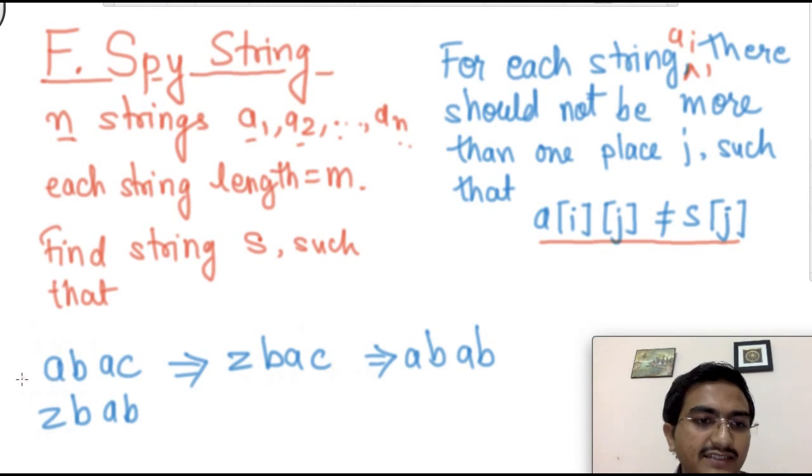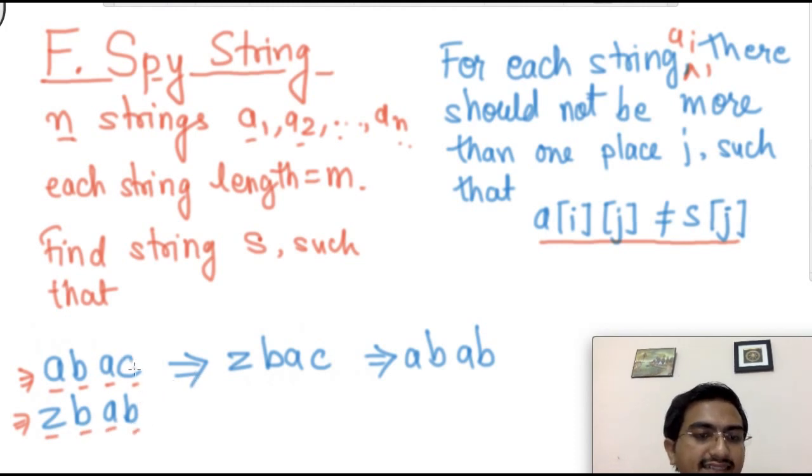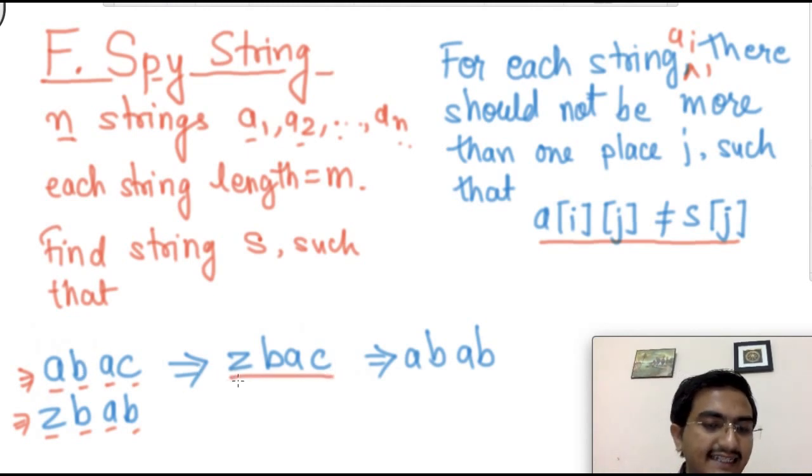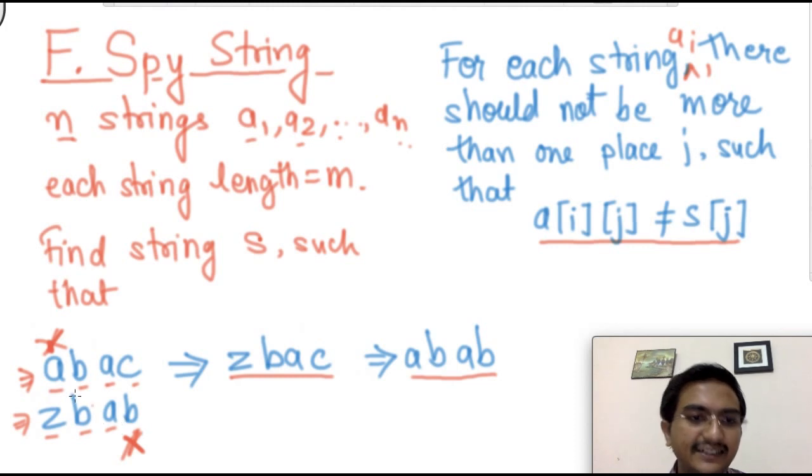Suppose I am given two strings of length 4, a b a c and z b a b, and then I have to find one string which is common to both of these. So one of the possible ways is ZBAC, right? And in the given question, it was ABAB. Now if you compare ZBAC with the first one, the first place does not match, and if you compare with the second string, only the last character does not match. So you have only one place that differs, so this is one of the valid solutions.